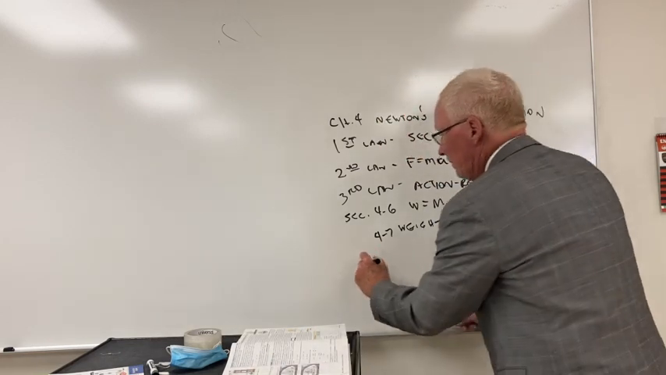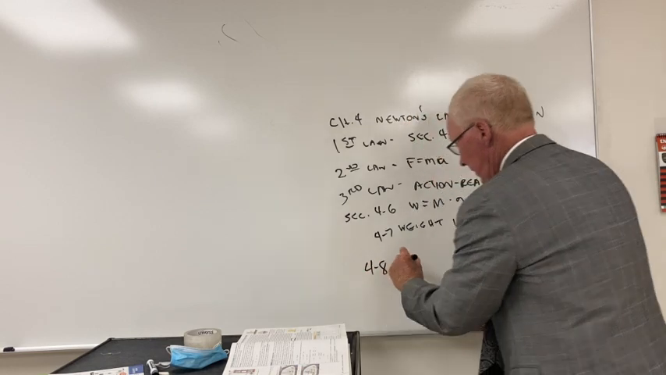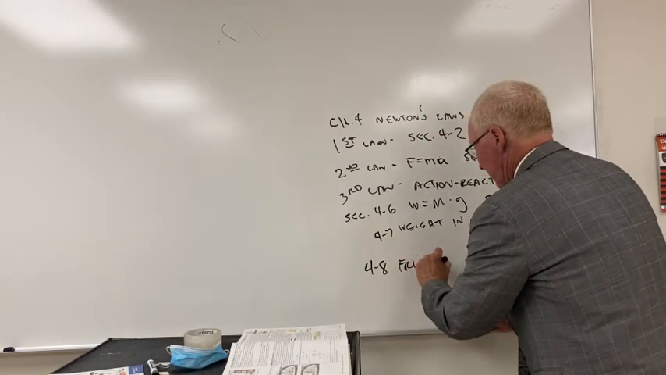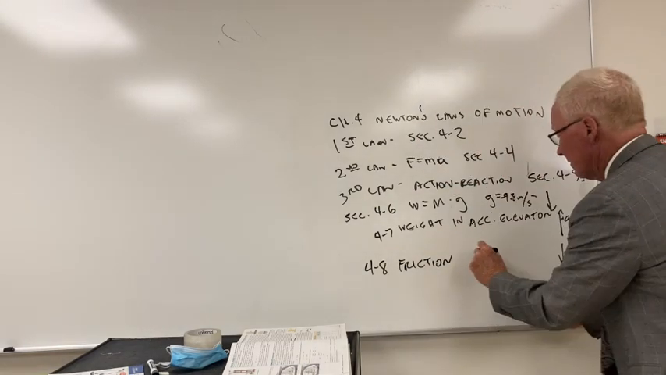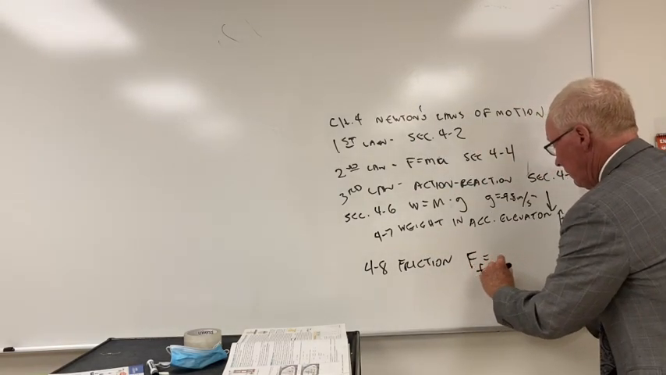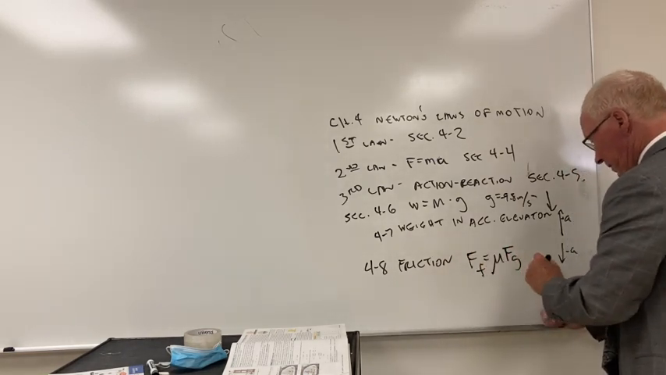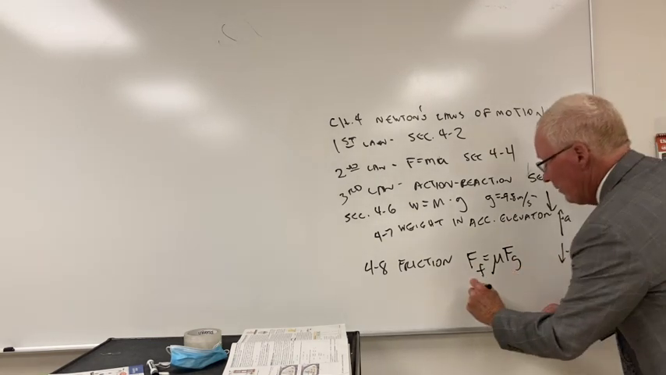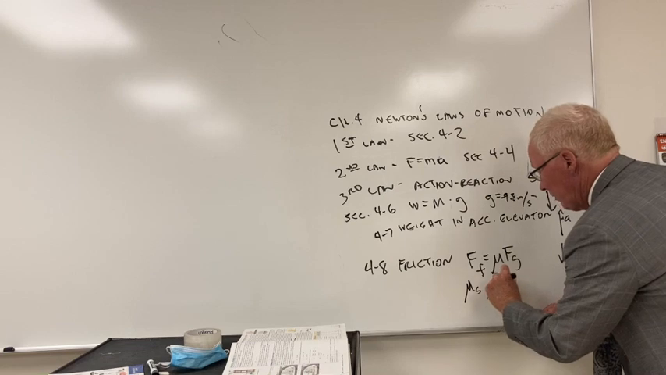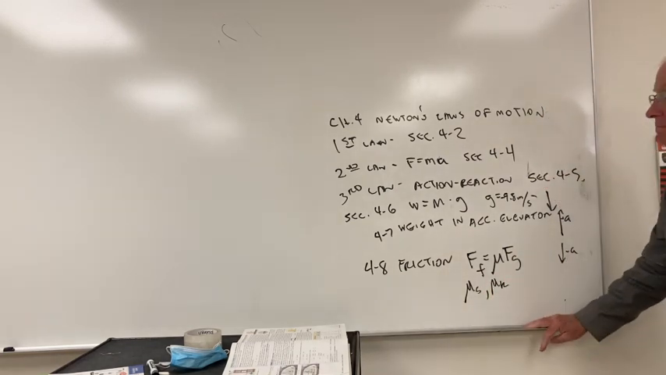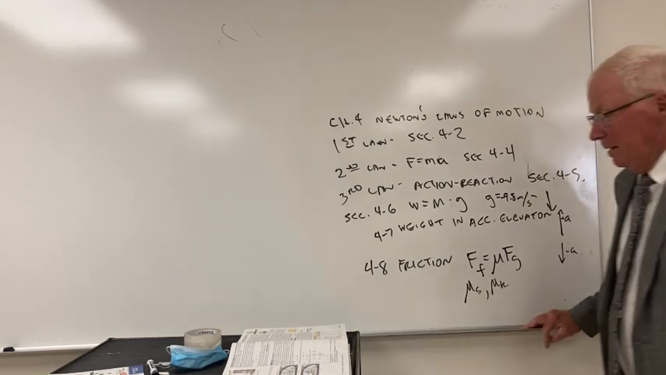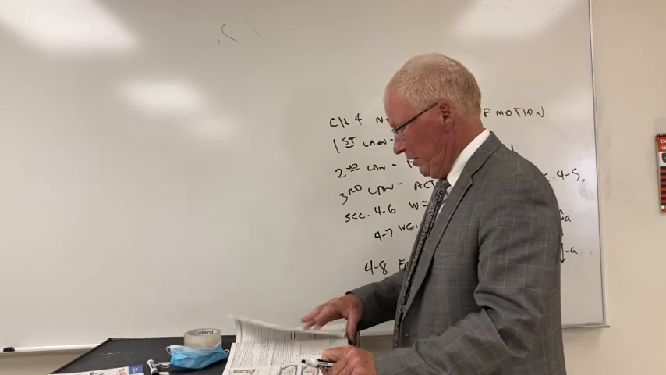Then the last section, 4.8, is friction, where we define friction as mu times the force of gravity, the force of weight. Again, we have either mu kinetic or mu static. If you actually have to solve a problem, I'll give you that. So that's chapter 4 as far as the test is concerned. And moving on to chapter 5.